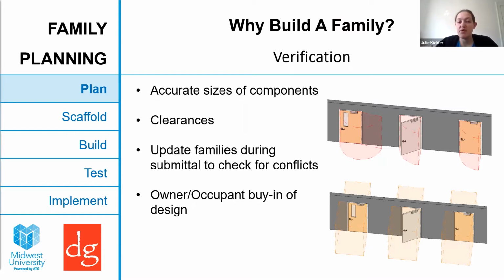There's swings to deal with clash detection. We can have accurate sizes of components, which make model validation a lot easier. Clearances, whether they're for accessibility or access requirements for equipment. And you can get owner-occupant buy-in of design easier if you can make sure it's going to match what they will see when a structure is constructed.